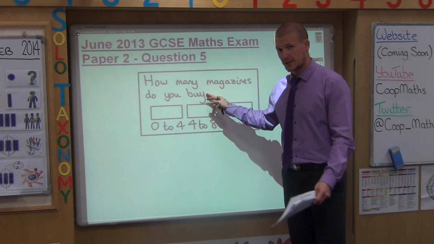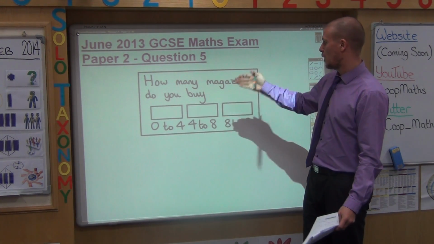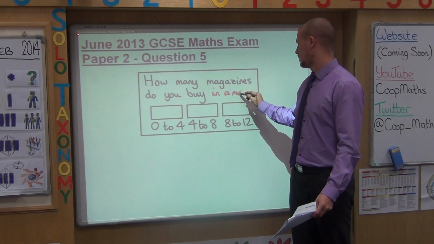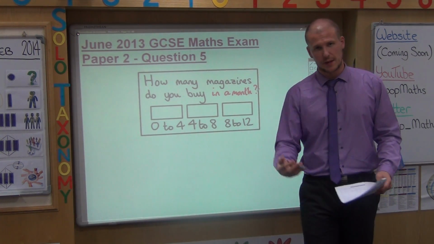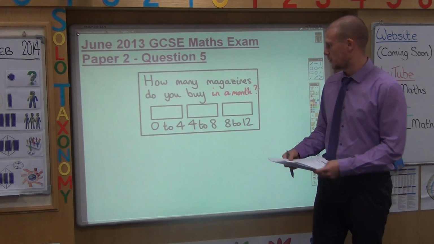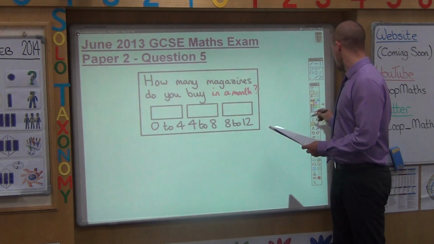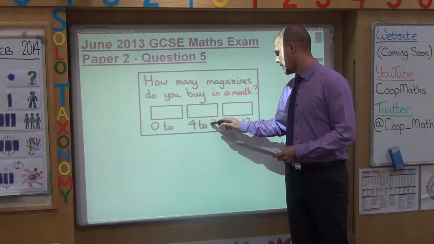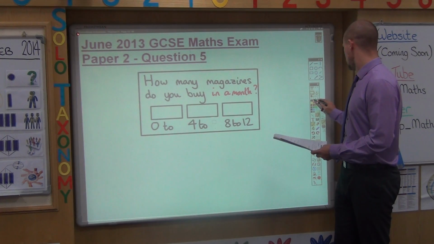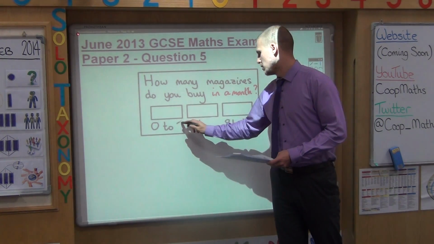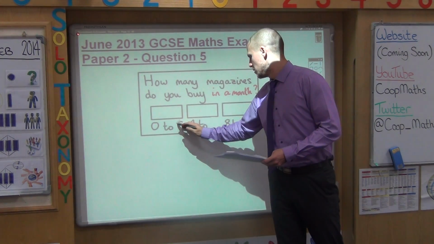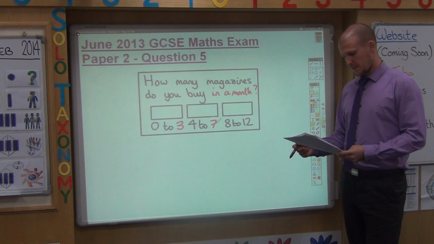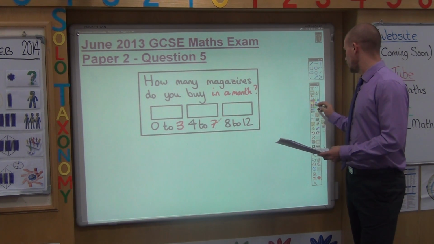First things first, I'm going to put in a time period. So how many magazines do you buy in a month? I could have chosen any time frame there. As long as you stipulate one, you're fine. I need to get rid of these overlaps. So let me change that 4 to a 3 and that 8 to a 7. That solved that problem.